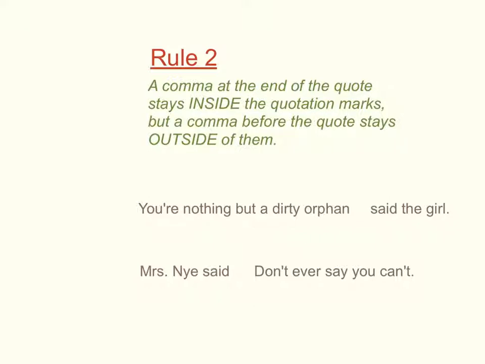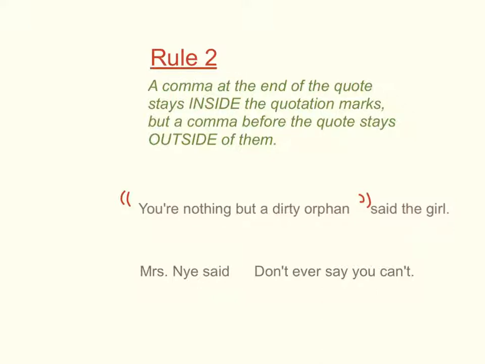"You're nothing but a dirty orphan," said the girl. Now you recognize immediately that this part is what the girl's saying, and this part is the narrator telling you that it's the girl who said it. So let's go back to rule 1. Anything the character says goes inside quotation marks. And let's look at rule 2 now, because there's something else we need to do. We need to show that there's a difference between this part, and we're going to use a comma to do that. Now, where's the comma go if it comes at the end of the quote?